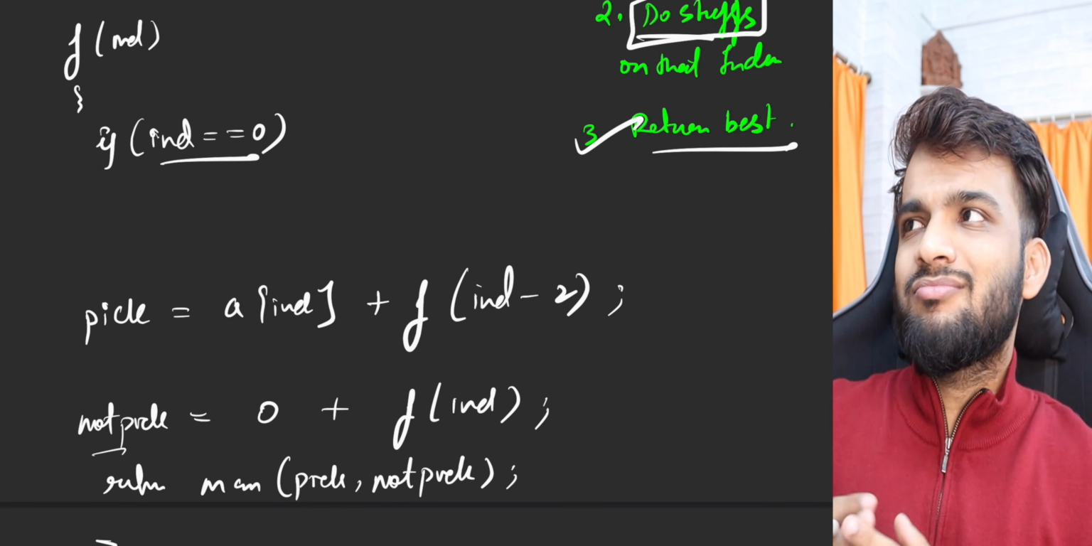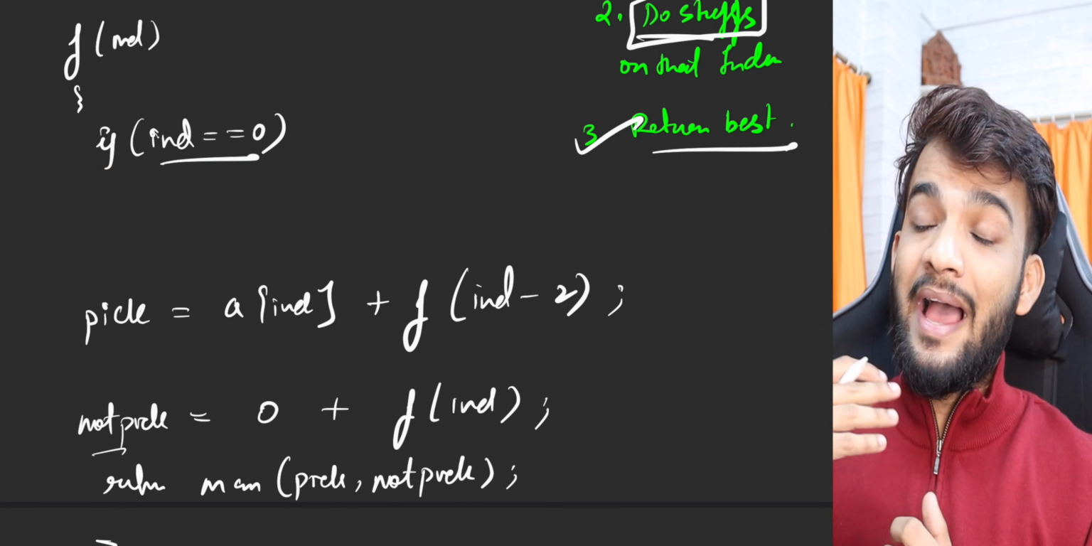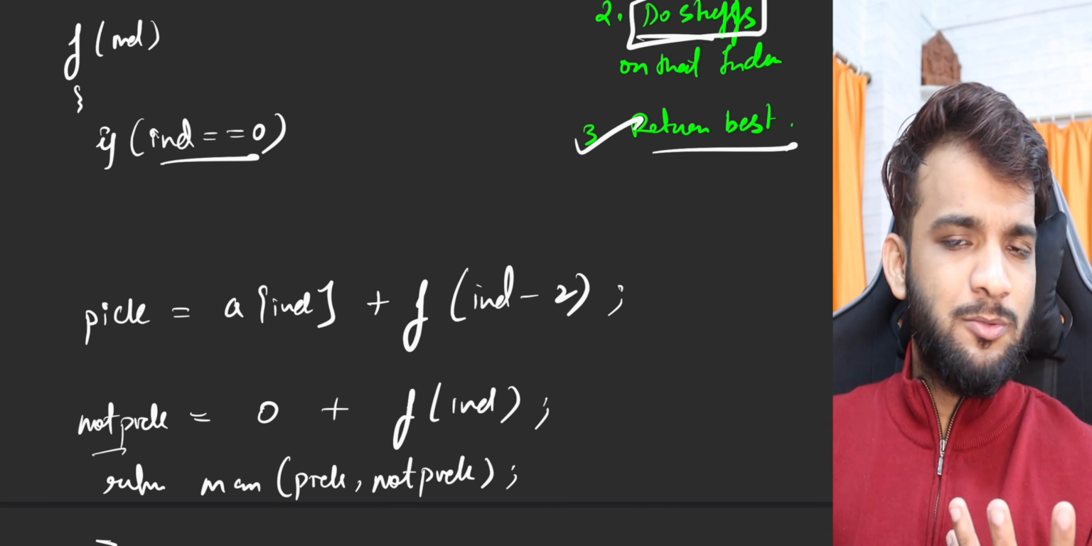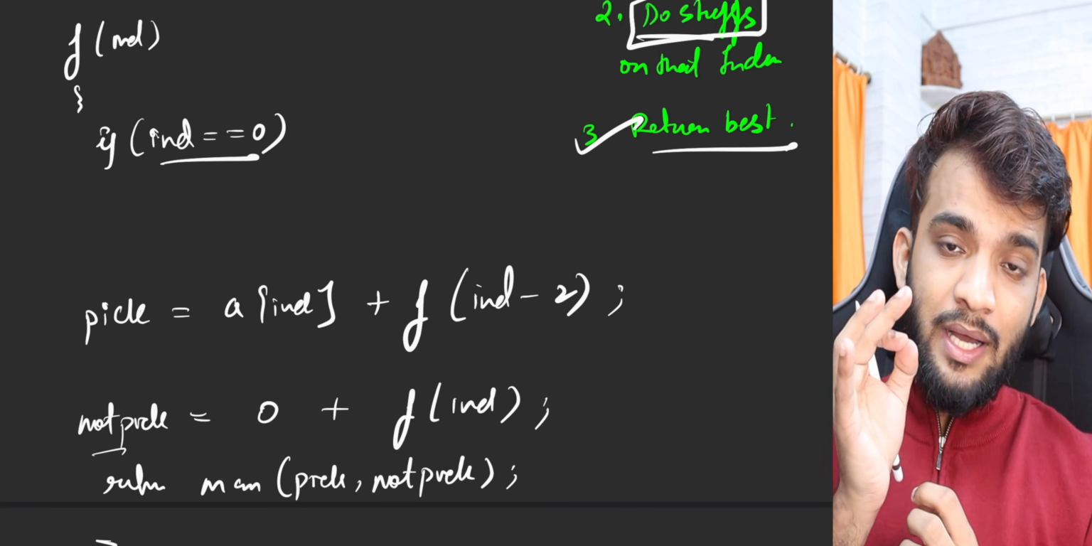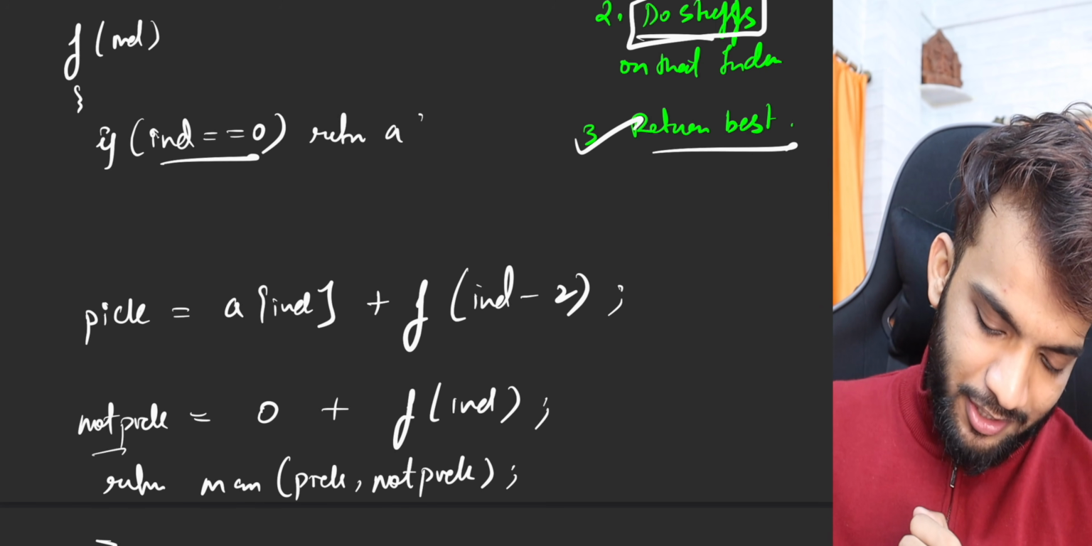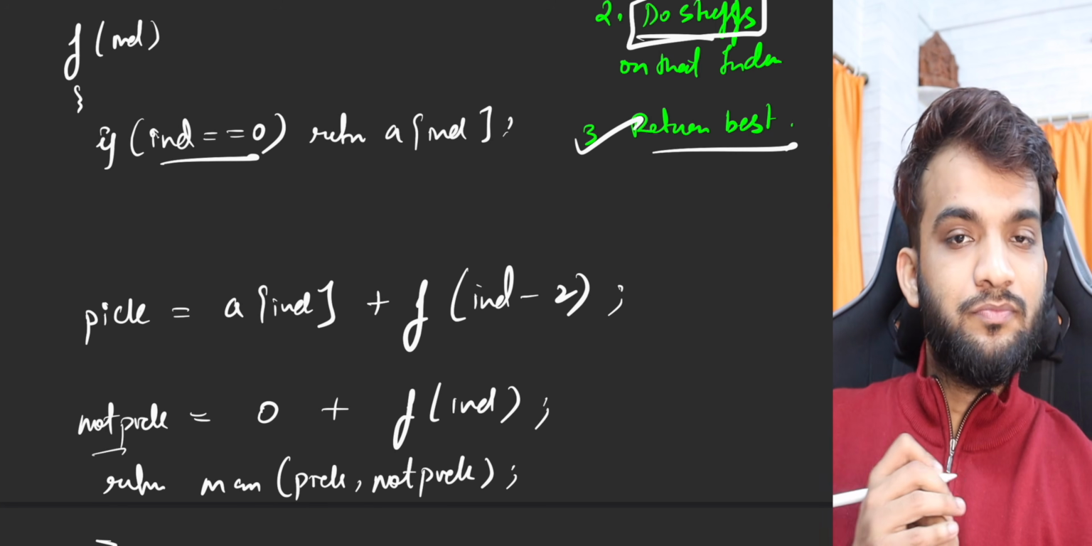So can I say the best that I can do is pick this element? Because if I haven't picked up index 1, I need to pick it, because then only I can maximize my sum. Remember, the array does not have any negative elements. Thereby I will return whatever there is.